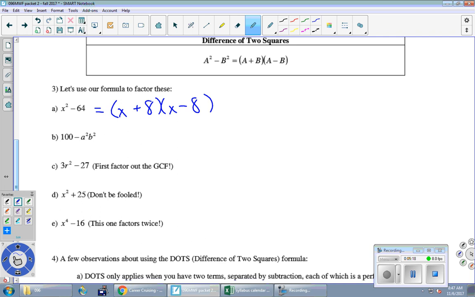Okay, let's try part B. I'll ask the same three questions. Is it two terms? Yes. Is it a difference? Yes. Are they both perfect squares? Is 100 a perfect square? It is. Is a squared b squared a perfect square? It is. So we use our formula.